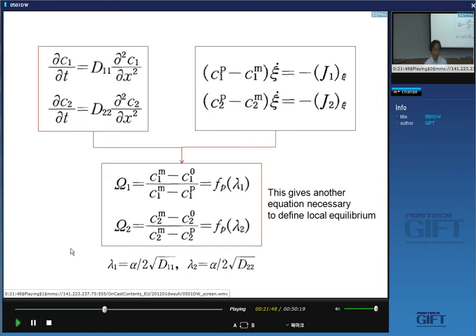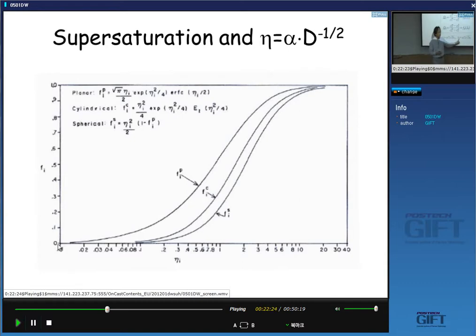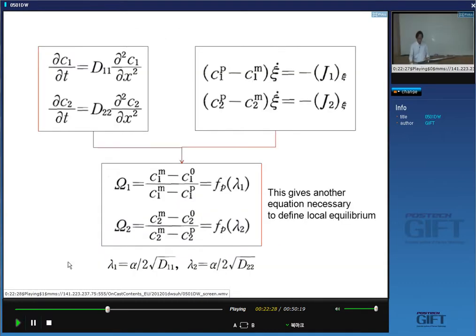Then, how about when the diffusion of solute 1 is faster than solute 2? It means that lambda 1 is smaller than lambda 2, right? Fast diffusion means a larger value of D1, right? So when we assume the faster diffusion of solute 1, then lambda 1 is smaller than lambda 2. And because the function itself is monotonously increasing, the supersaturation of solute 1 is smaller than the supersaturation of solute 2, right? Everyone clear?